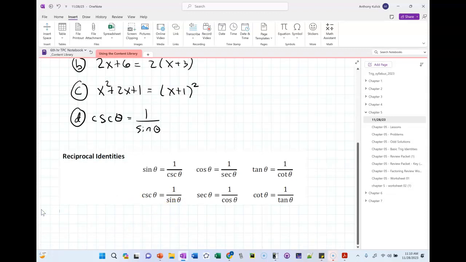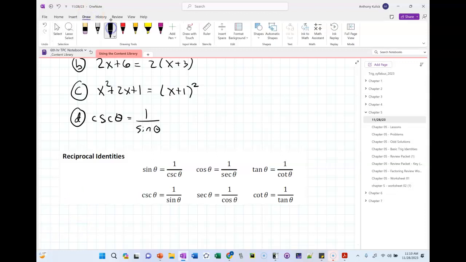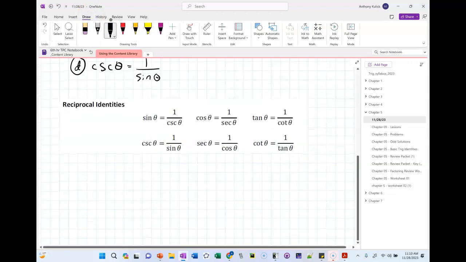So sine is 1 over cosecant, cosine is 1 over secant, tangent is 1 over cotangent, cosecant is 1 over sine, secant is 1 over cosine, cotangent is 1 over tangent. We already know these already, right? We've kind of established this early on. You didn't know you learned a trigonometric identity already, but we knew 6 of them already. That's pretty good. You actually know some more.